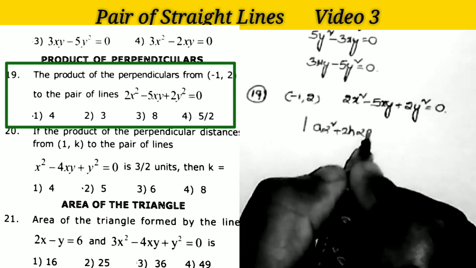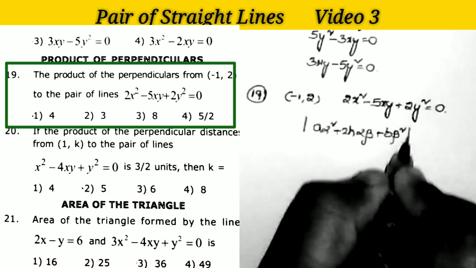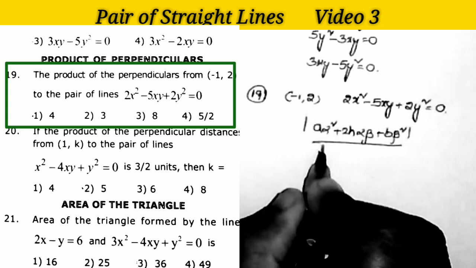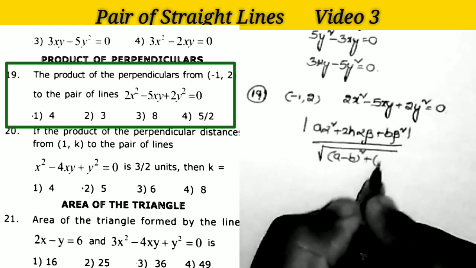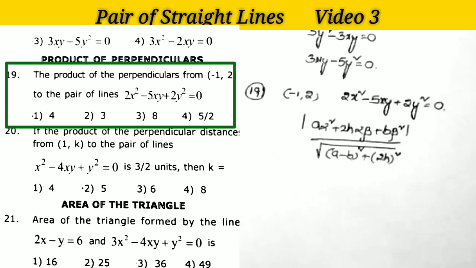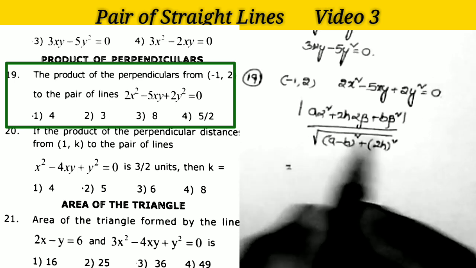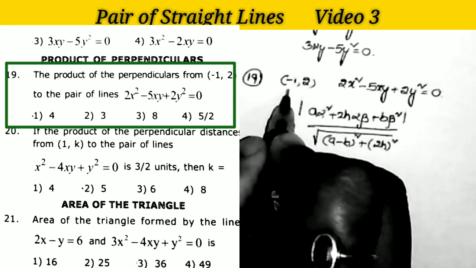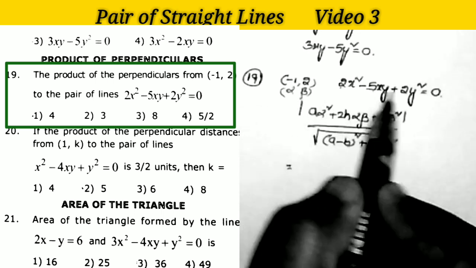The formula is modulus of (aα² + 2hαβ + bβ²) by square root of ((a - b)² + 4h²). This is the formula for finding the perpendicular distances from the given point to the pair of straight lines. Okay, now substituting the values. What are α, β? (-1, 2) are α, β, a value, 2h value, b value.